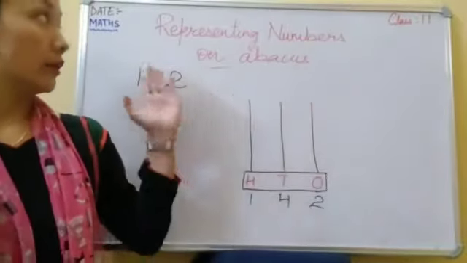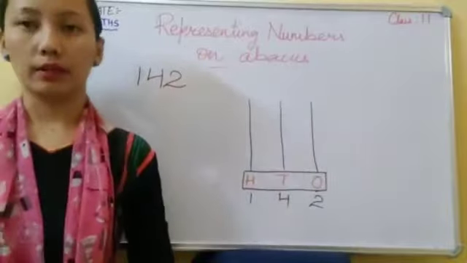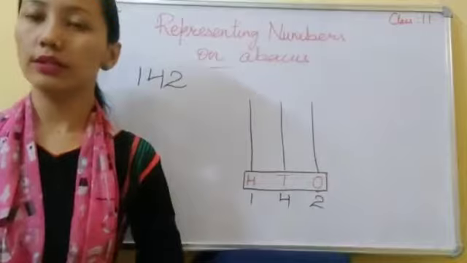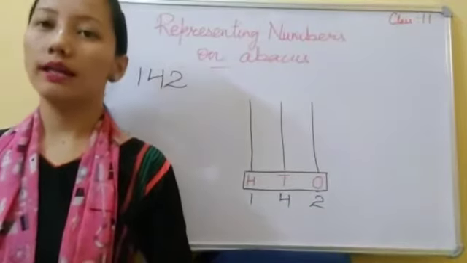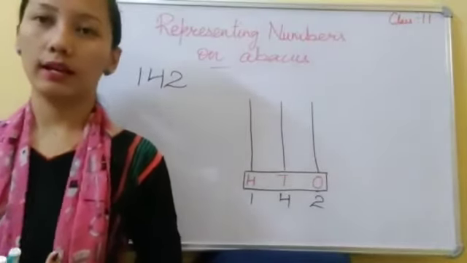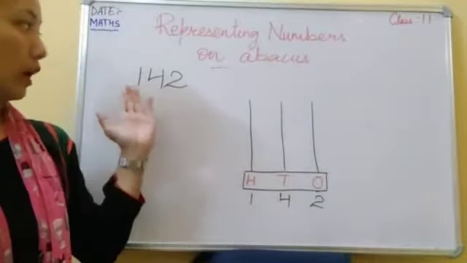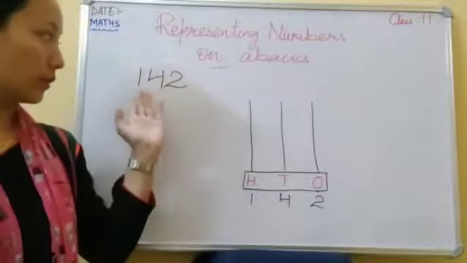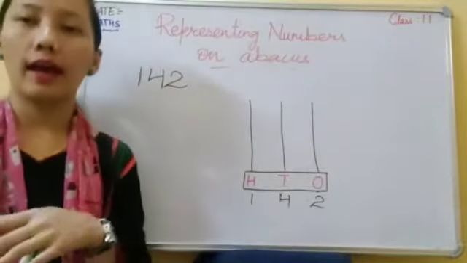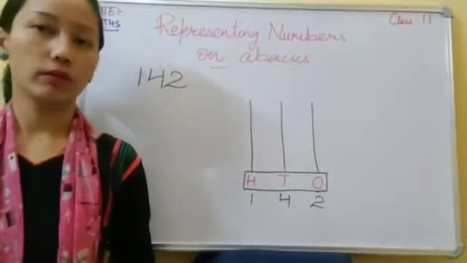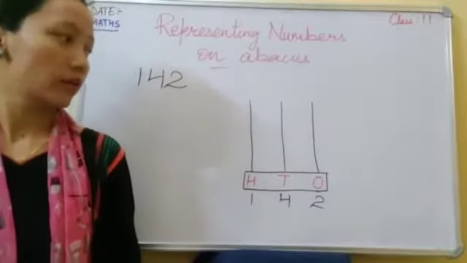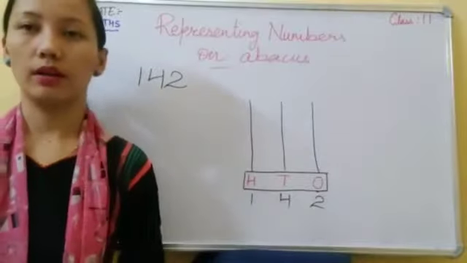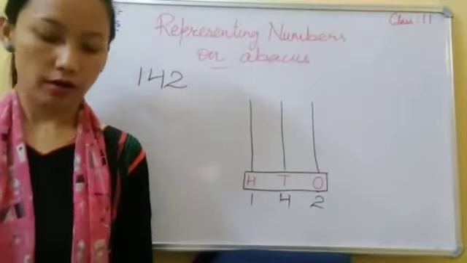Now, representing numbers on abacus, as we have already done in our previous chapter. Right, students? Yes. So let's do a quick revision. Okay. Here we have the number 142. Here you have to represent this number on abacus. Okay. What will you do? Yes, we will draw beads according to the given number. Right? So let's draw.